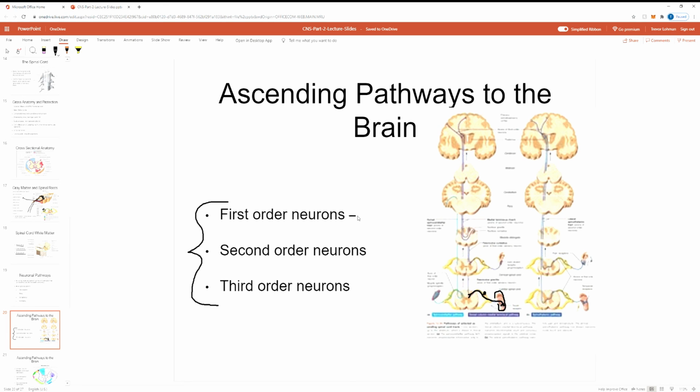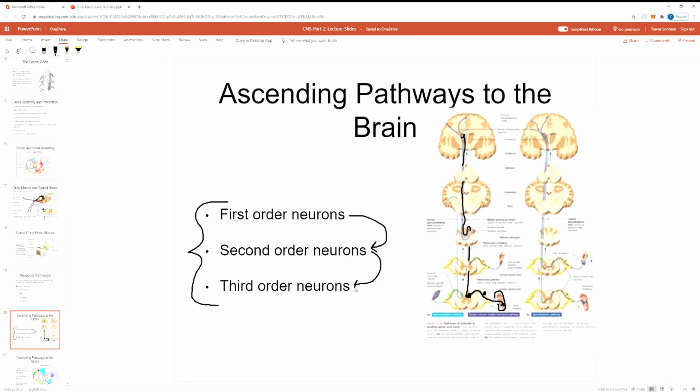The first order neuron then synapses on the second order neuron, which is located in the dorsal horn. I drew this a little too far in, but you get the idea. It's in the dorsal horn. That synapses in the dorsal horn. That means that the cell body of the second order neuron is also in the dorsal horn. The second order neuron ascends, may even decussate. Cross is what decussate means. And it eventually makes its way to the third order neuron.